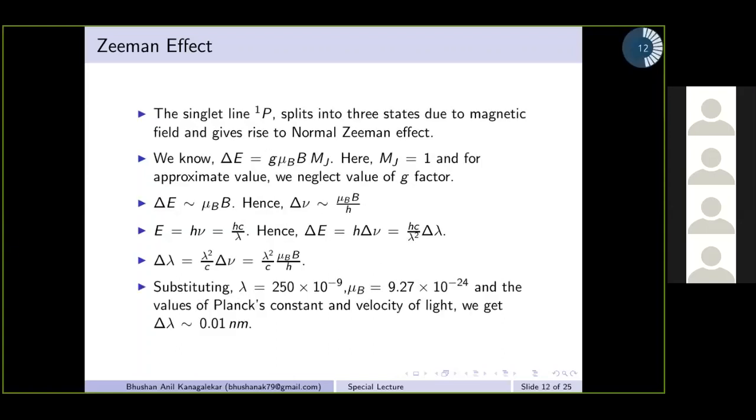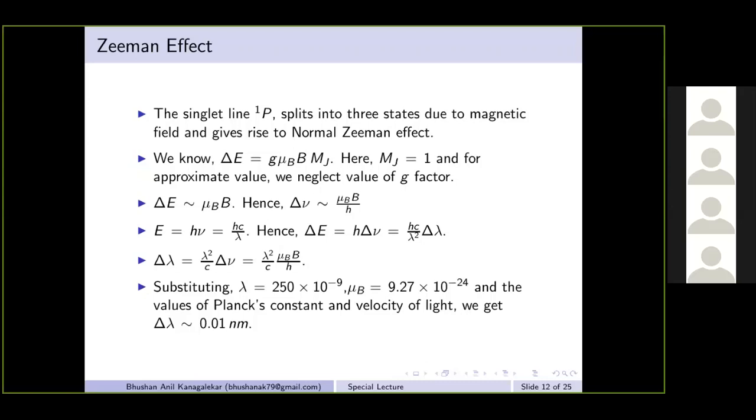So we have taken the singlet line. There is a 1p to 1s transition. Originally there is no D1 and D2 lines, only one transition is there, and after the application of magnetic field, the 1p state will split into 3 lines, and this will give rise to the normal Zeeman triplet, or normal Zeeman effect.